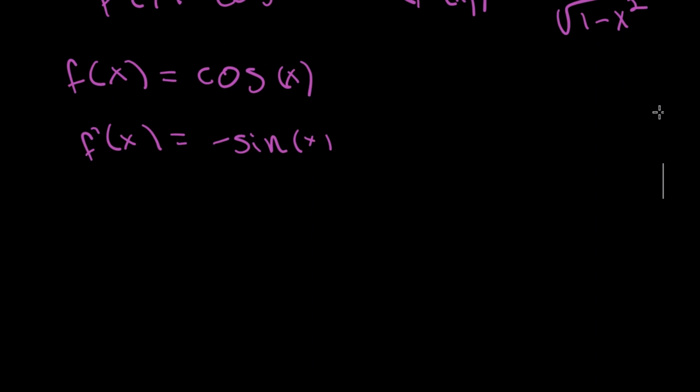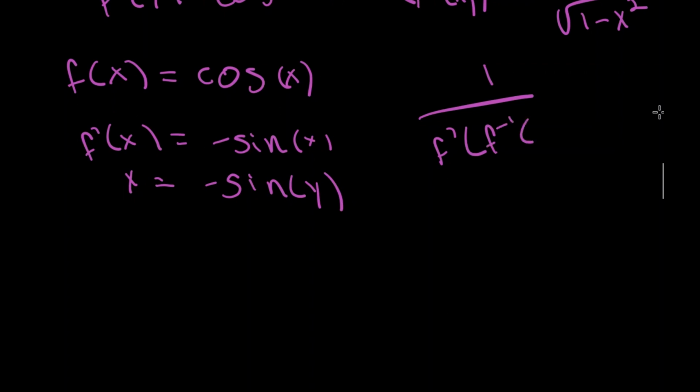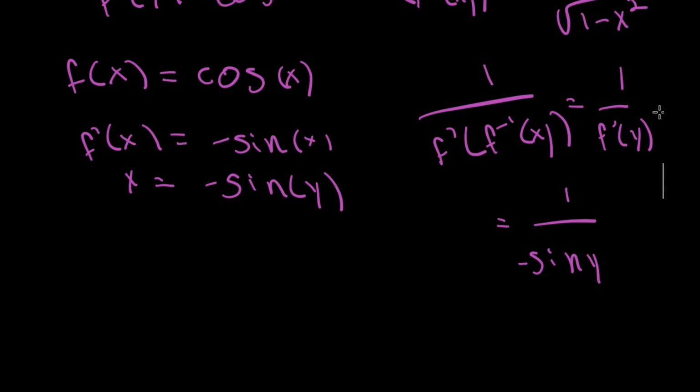And then now we're going to switch our variables. So there's going to be x is equal to negative sine of y. And as we recall, f prime of f inverse of x is also equal to f prime of y. So we're just going to substitute that in as is equal to 1 over negative sine of y. However, remember, don't mistake this y with your original. It's your inverse.